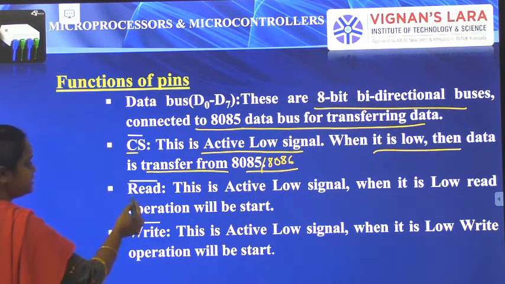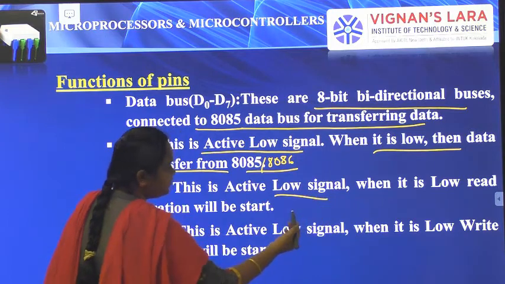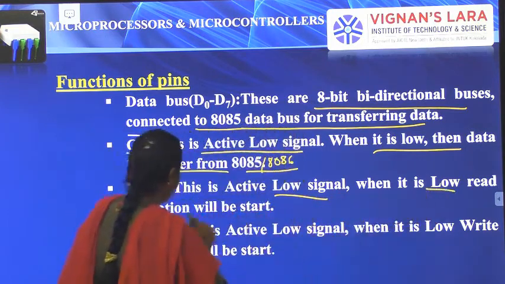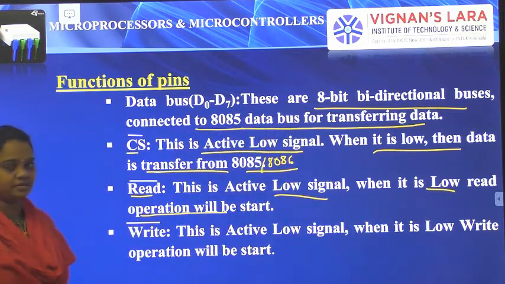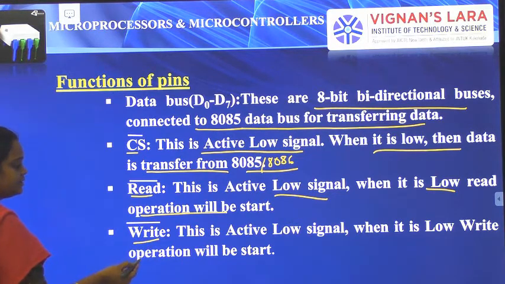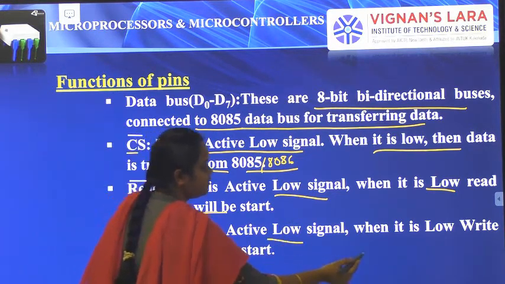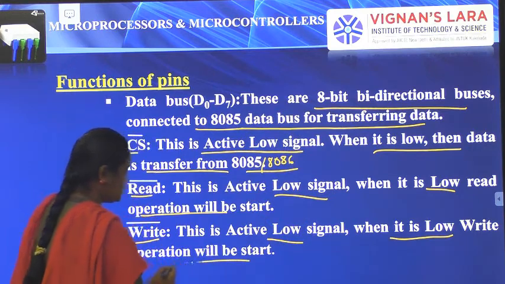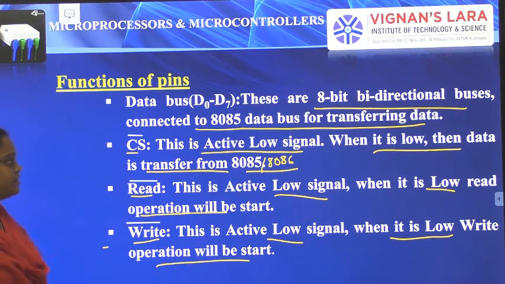So RD bar, this is an active low signal. When it is low, the read operation is enabled. And WR bar, this is also an active low signal. When it is low, the write operation is enabled. Okay, so these are the functions of the pins: the data bus, CS bar, RD bar and WR bar.